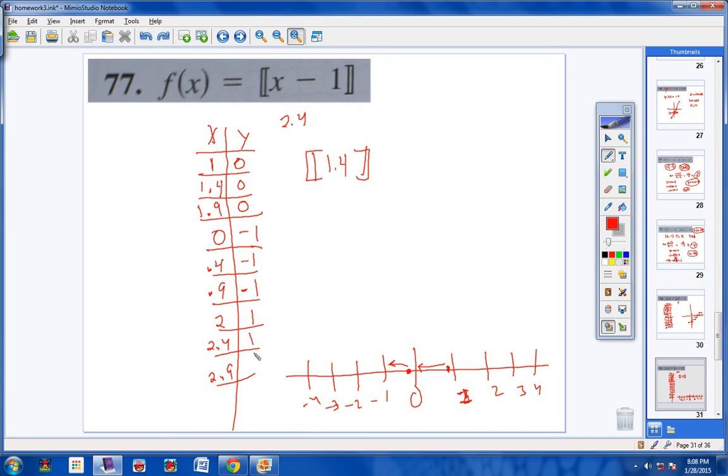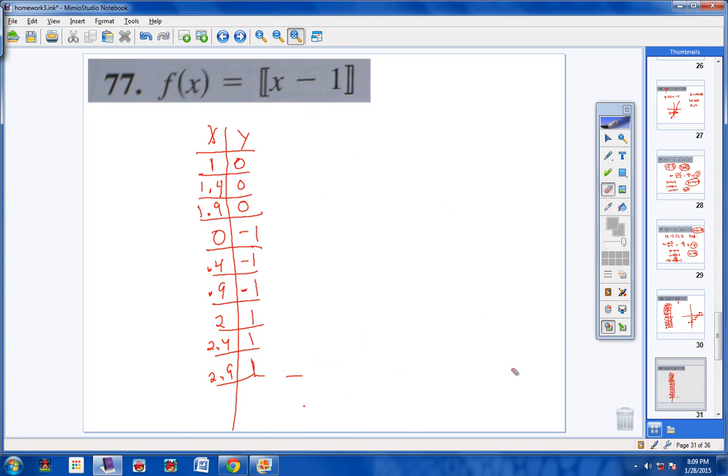Now let's put 2.9 in very quickly. For the x here, we're going to put 2.9 minus 1, which is going to give us 1.9. So 1.9 is about right here. But then you always go to your left, the nearest integer going to the left. That would be 1. So we'll put a 1 right here. I think we've got enough now to see we've got a pretty standard pattern here.